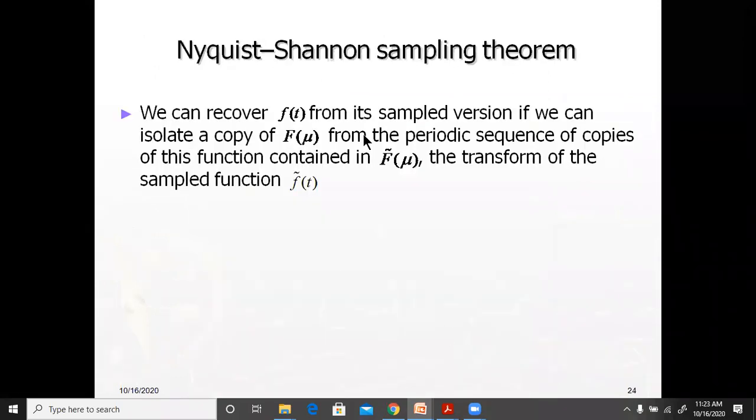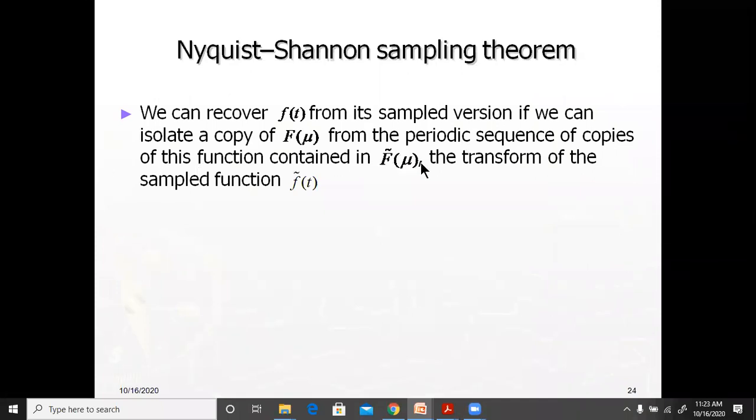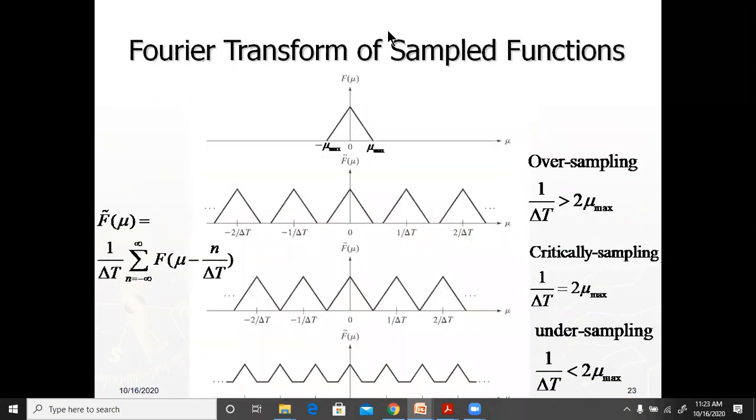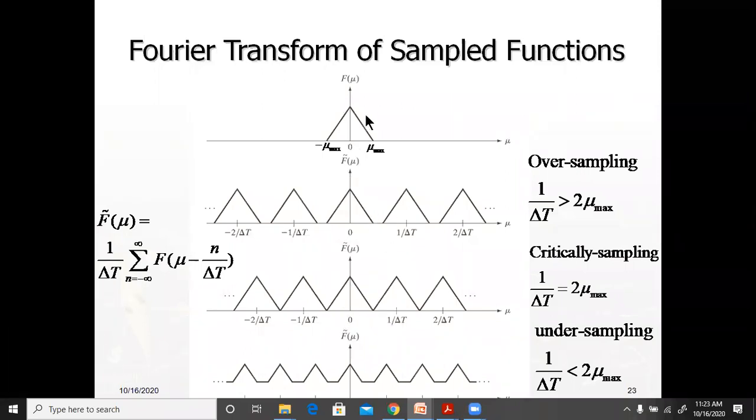So we can recover f of t from its sampled version if we can isolate a copy of f hat mu from the periodic sequence of copies of this function containing f hat mu, the transform of the sampled function f of t. That just means that if we have this f hat mu, this f hat mu, and this f hat mu, you can get back this signal by filtering out only this portion. From here and here, you can get back this.